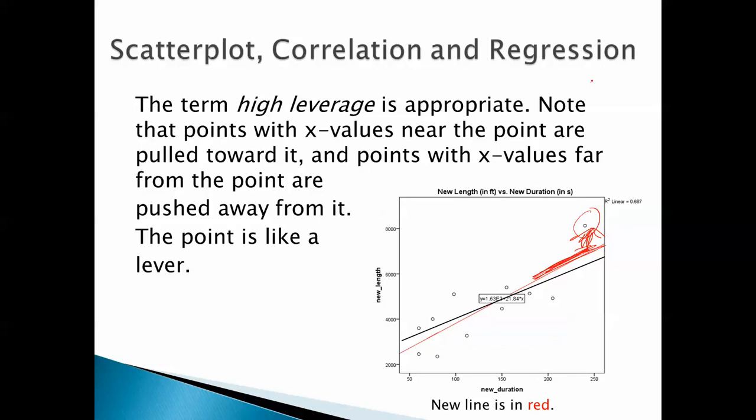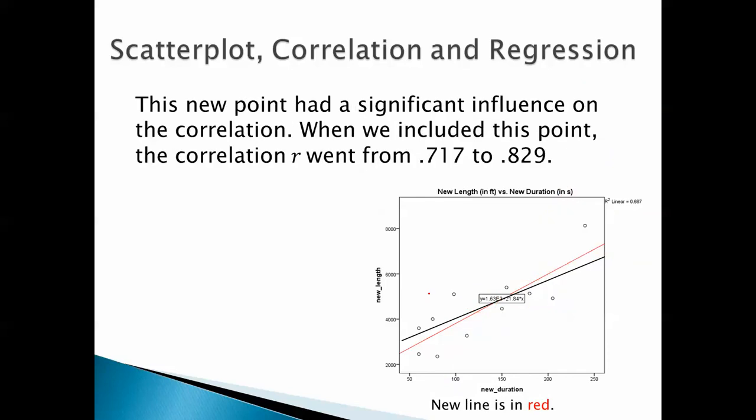If you had a point that was even further, like some point way up here, then your least squares regression line would be like this. That would have really high leverage. Again, points with x values close to it are pulled toward it, and points with x values far away from it are pushed away. So points that have x values far from the mean of the other x values are points with high leverage.